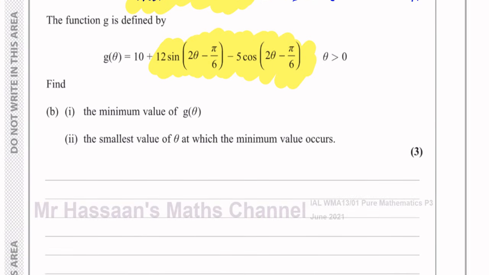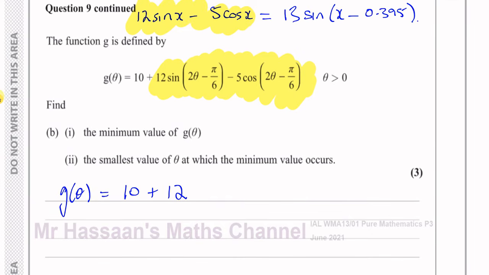So I can rewrite g theta. Therefore g theta can be rewritten, using what we did in part A, as 10 plus 13 times, because this is equal to this, 13 times the sine of, instead of x minus 0.395, the angle here, our x, has now become 2 theta minus pi over 6. So this becomes 2 theta minus pi over 6 and then minus 0.395.